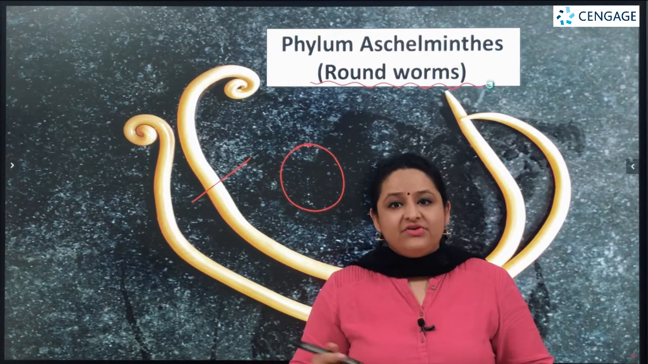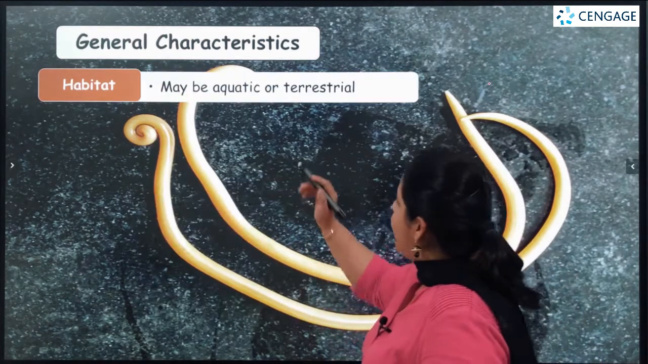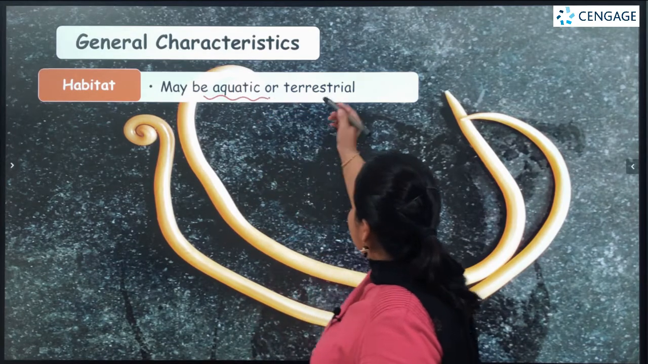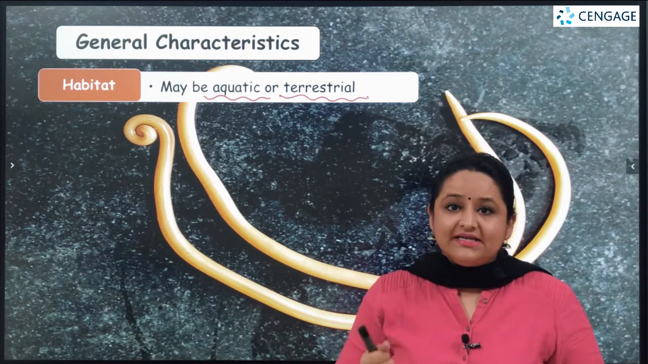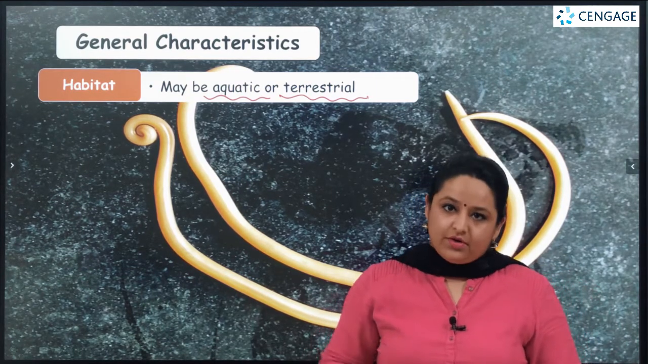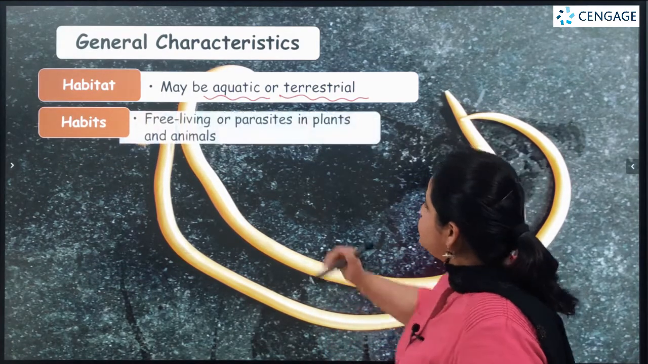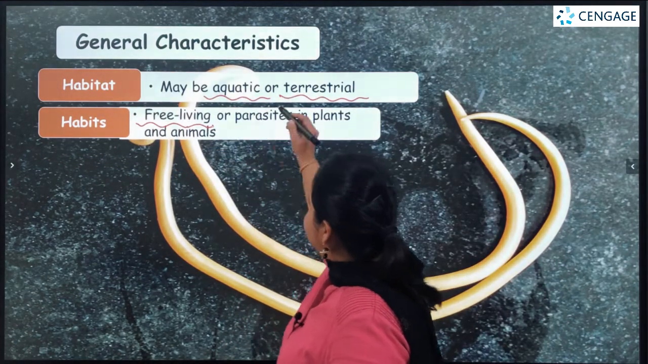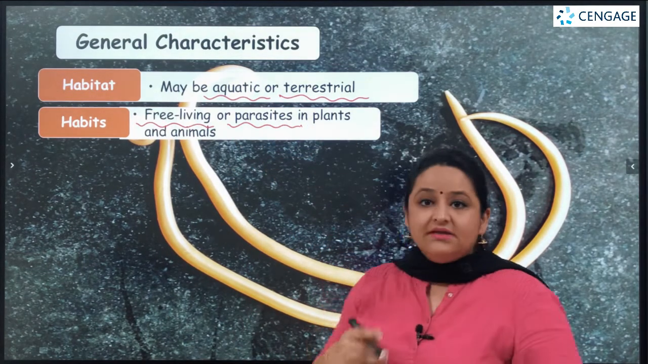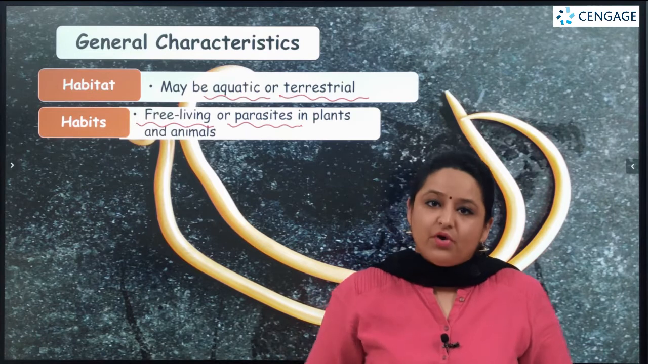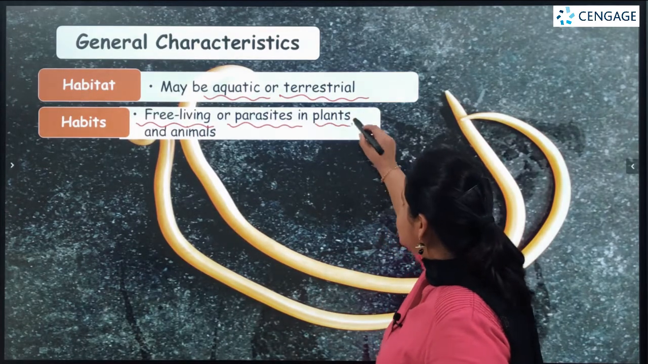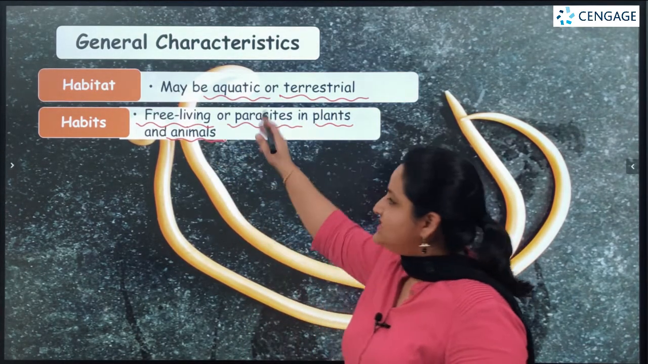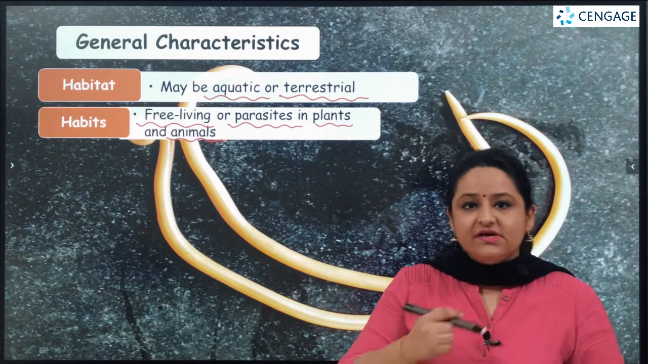Now let us study the general characteristics of this phylum in detail. Members of this phylum are found in aquatic habitat as well as terrestrial habitat. So they are present in both the areas, that is in the land as well as in the water. And the organisms may be free living or they are certain parasitic forms. That means they are present in the host body. These organisms are found as parasites in certain plants as well as animals. So this is the general habit of the members of this phylum.